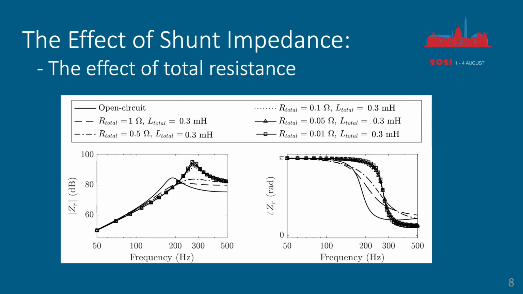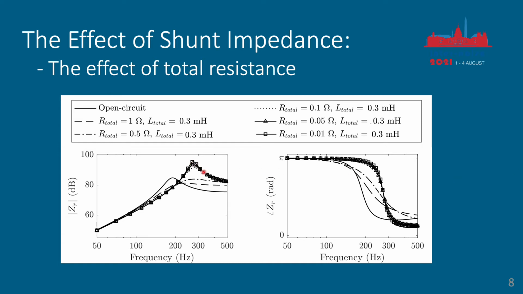We can now look at the effect of different total resistances, R total, on the response of the actuator. Again, we see here the magnitude and phase of ZR for shunt impedances with a positive total inductance, tuning the resonance frequency up in frequency, and different total resistances. Again, these are compared to the open circuit response. We can see how the total resistance must be small for the change in tuning frequency to be seen.